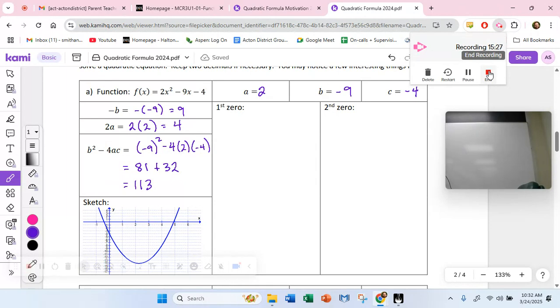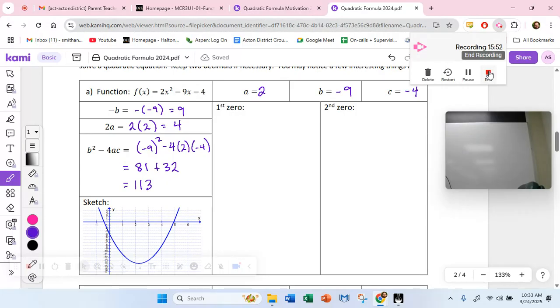You square a negative, it's always a positive. You got -81? Shame, shame, shame. +81. Put your base in brackets, like Miss Answers taught you back in grade 9. And then careful here. -4 times 2 times -4. The double negative would make that adding 32. Careful with the signs. So we get 113.